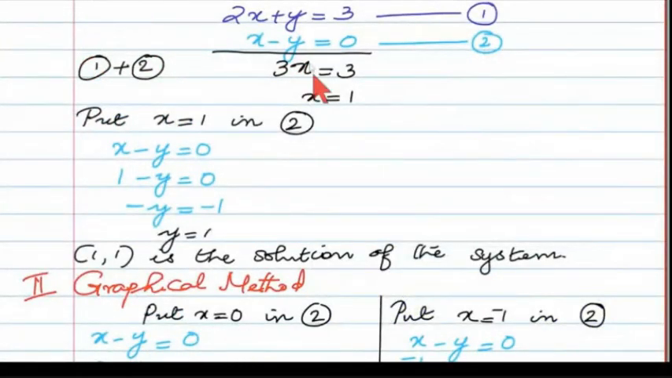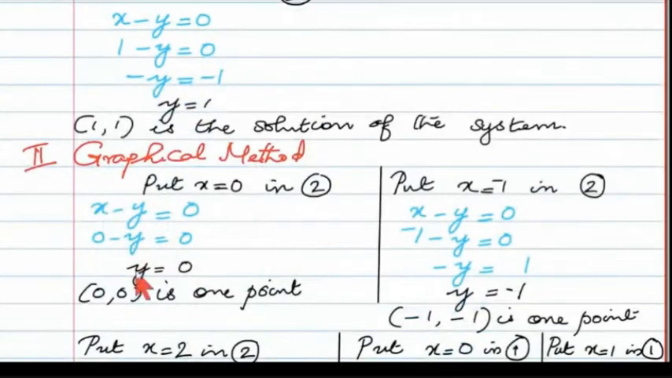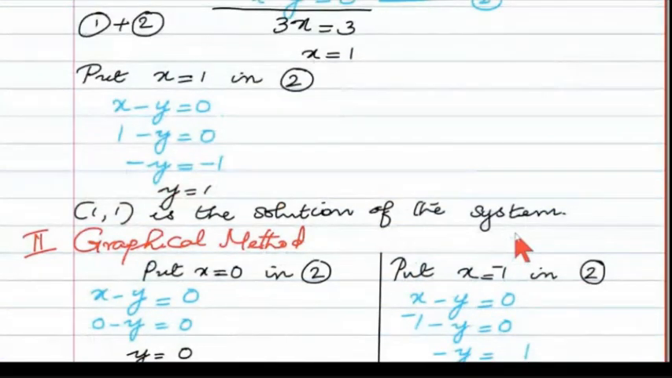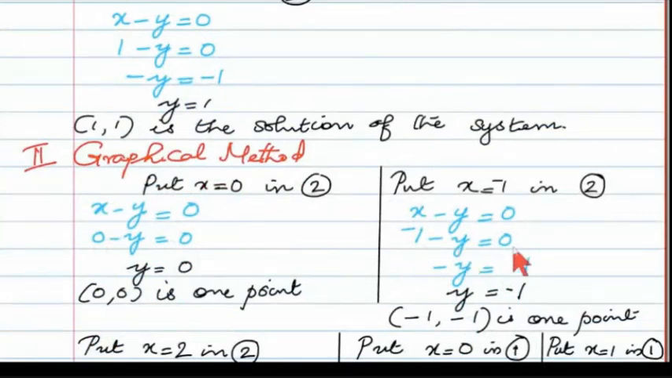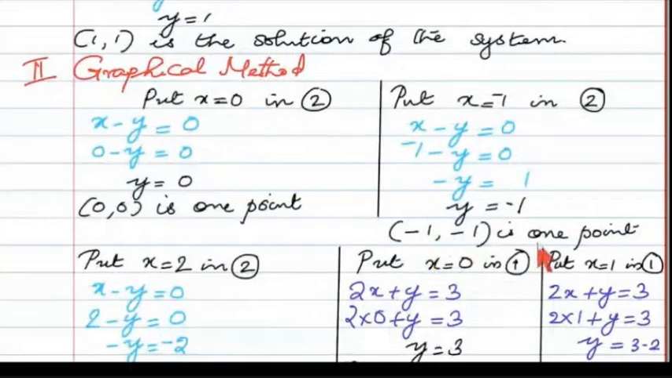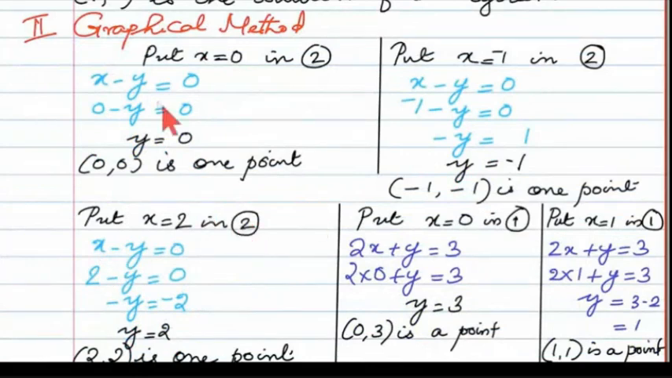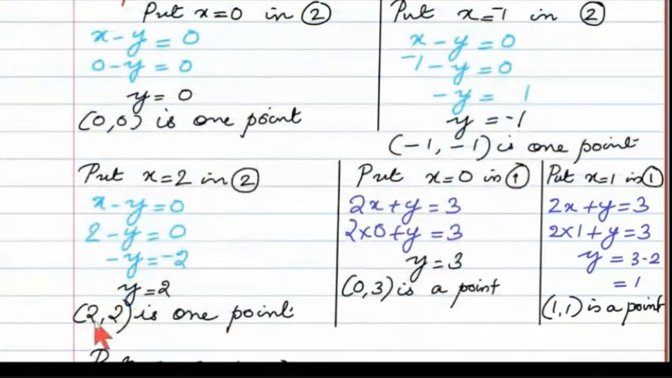Put x equal to 0 in equation 2. So this is our equation 2, x minus y equal to 0. Putting x equal to 0, we will get y equal to 0. So one point is (0, 0). And to find another point, we will put x equal to minus 1 in equation 2. So x minus y equal to 0, minus 1 minus y equal to 0, minus y equal to 1, y equal to minus 1. Next point is (minus 1, minus 1). Now x equal to 2 in equation 2. So x minus y equal to 0, value of x is 2, 2 minus y equal to 0, minus y equal to minus 2, y equal to 2. So one point is (2, 2).